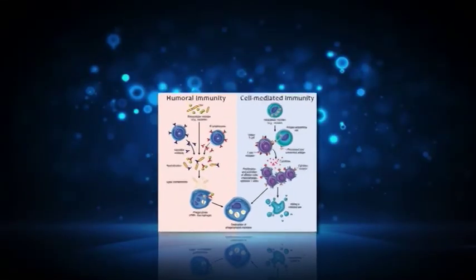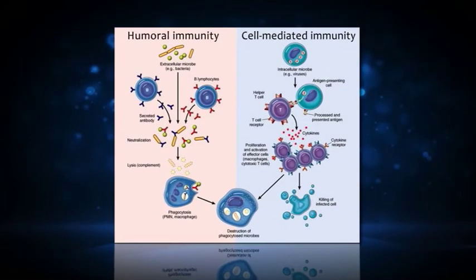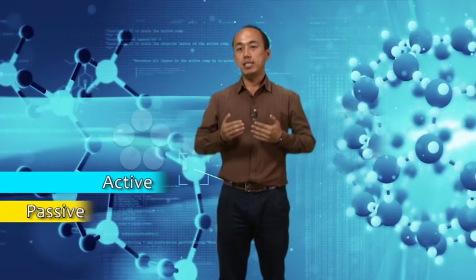The activation of innate immune responses produces signals that stimulate and direct subsequent adaptive immune responses. And the innate immunity is phylogenetically older than the more specialized and powerful adaptive immune response. Humoral and cell-mediated immunity. Immunity can be active or passive.